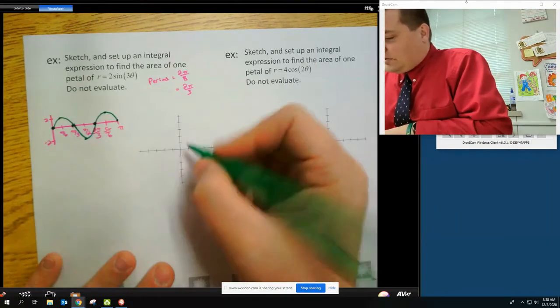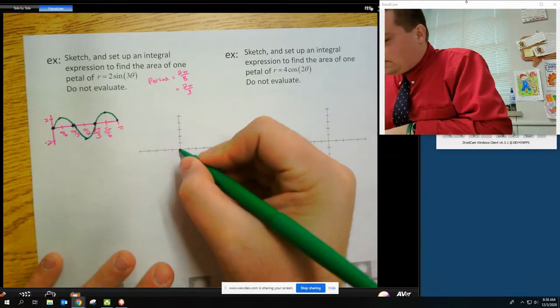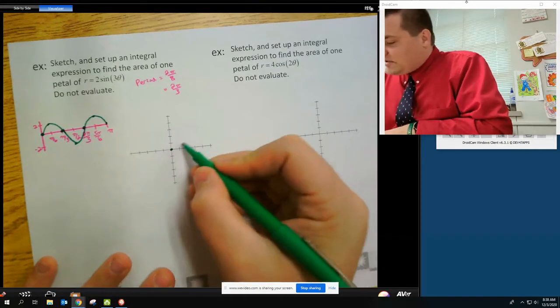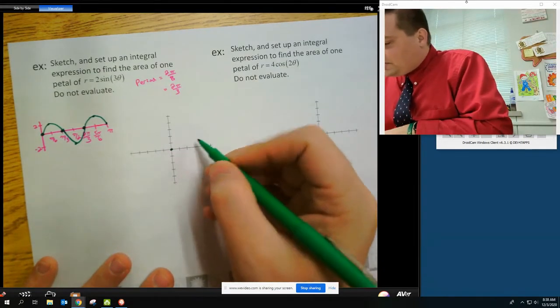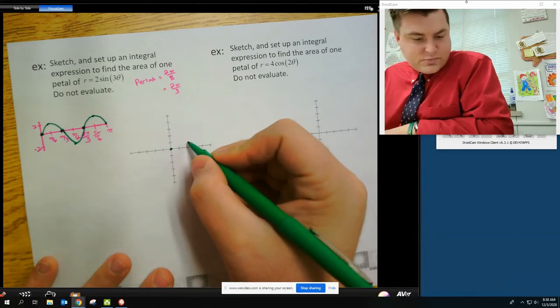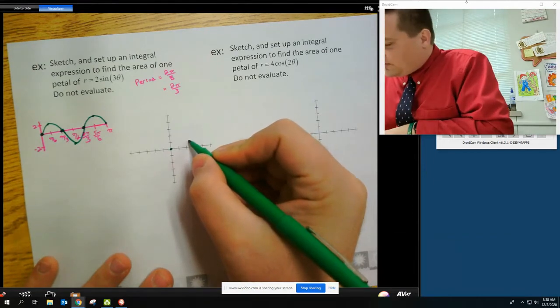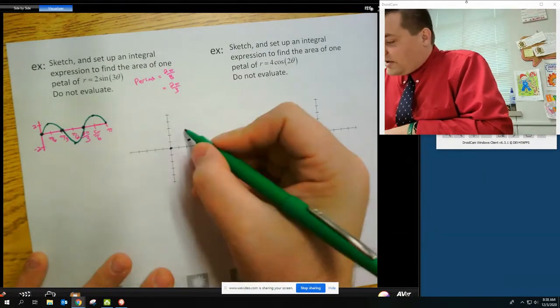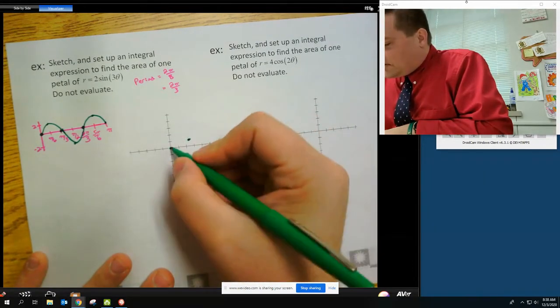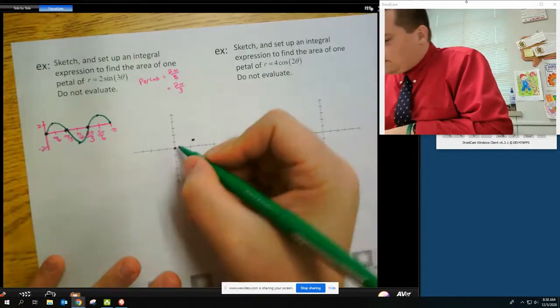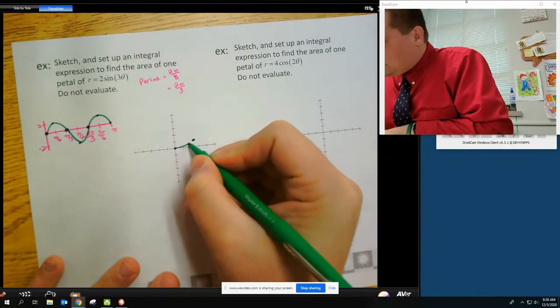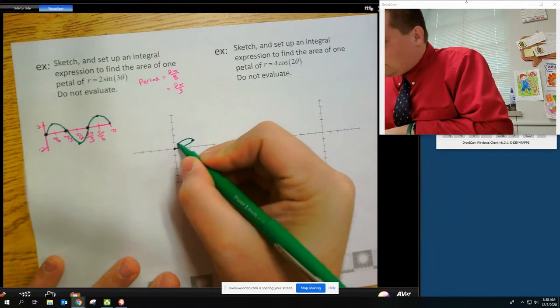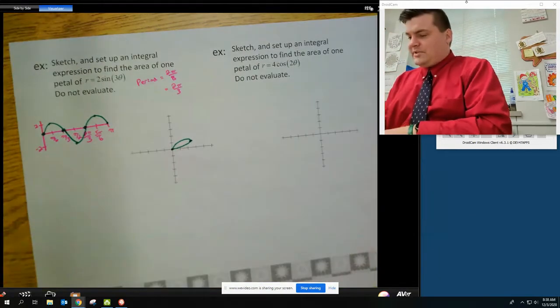So at 0, I'm at 0. At pi over 6, which is like over here-ish, I'm going to be out 2. So put that probably right about here. And then at pi over 3, which is right along this line right here, I'm back at 0. So what does that look like? It looks like this. So that's 1 petal right there.